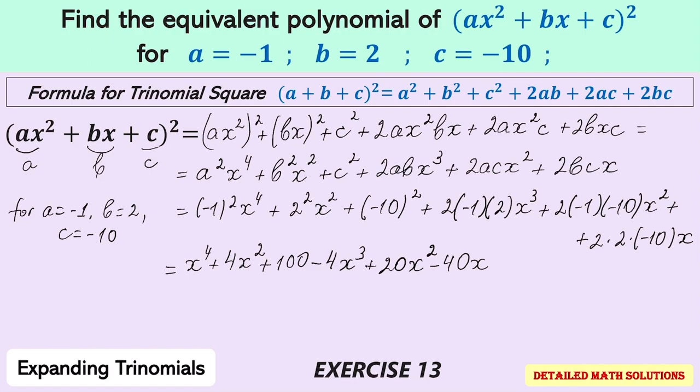Such terms are 4x squared and 20x squared. When I do that, this equals x to the 4th power minus 4x to the 3rd power plus 24x squared minus 40x plus 100. This polynomial cannot be simplified further, therefore it's the final answer for this exercise.